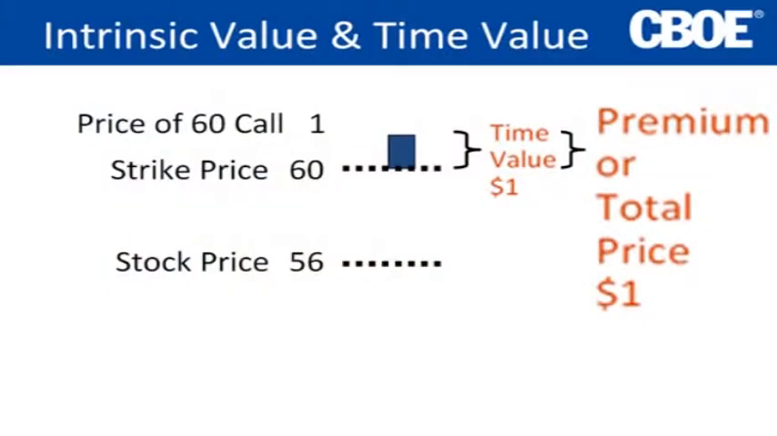Now let's look at an out-of-the-money call. With the stock price still at $56, the 60 strike call is $4 out of the money, and let's assume it is trading at $1 per share. In this case, an investor would prefer to buy the stock at the stock exchange at its current price of $56, rather than exercise the 60 strike and buy the stock at $60 per share. This is why the call is considered out of the money, meaning that it has no intrinsic value, and as a result, all of the option's dollar premium is time value.